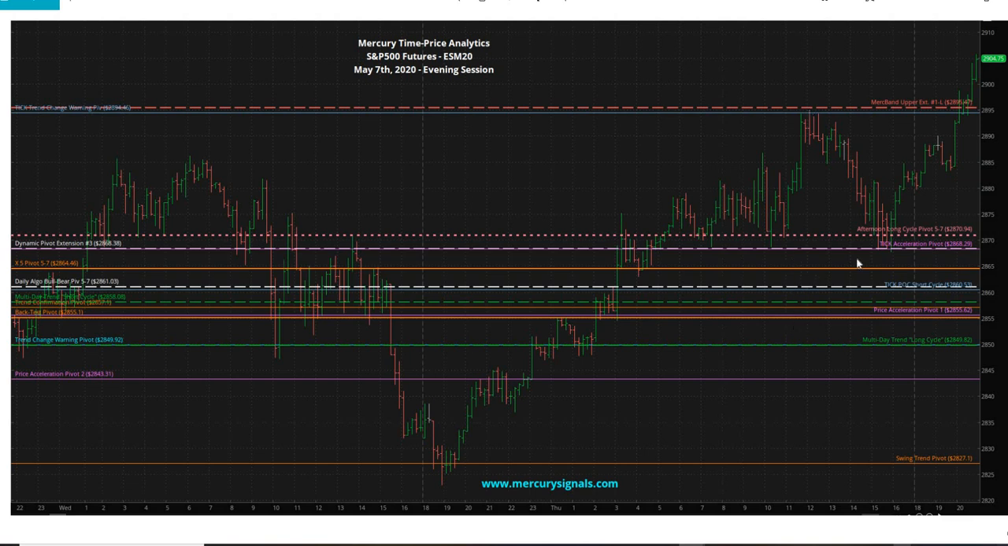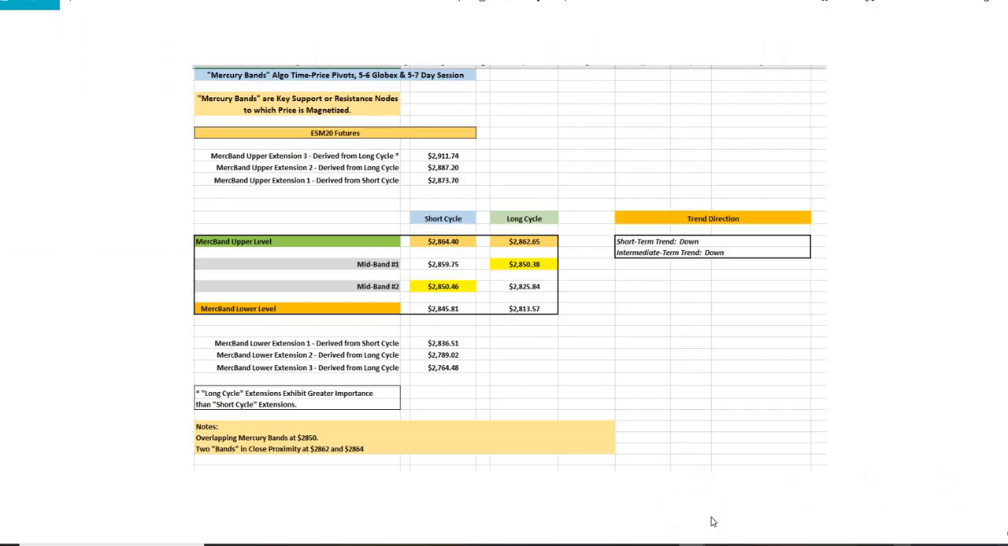So the pivot levels here that have descriptive names, like tick point of control, tick acceleration pivot, multi-day trend, long cycle, and swing trend pivot, those all come from our dynamic pivots that are produced in the morning over 90 minutes before the market opens. The Mercury bands are produced based on the end of day data. We run 2 sets of them, and we're going to look at this in a minute, but this is what I'm talking about.